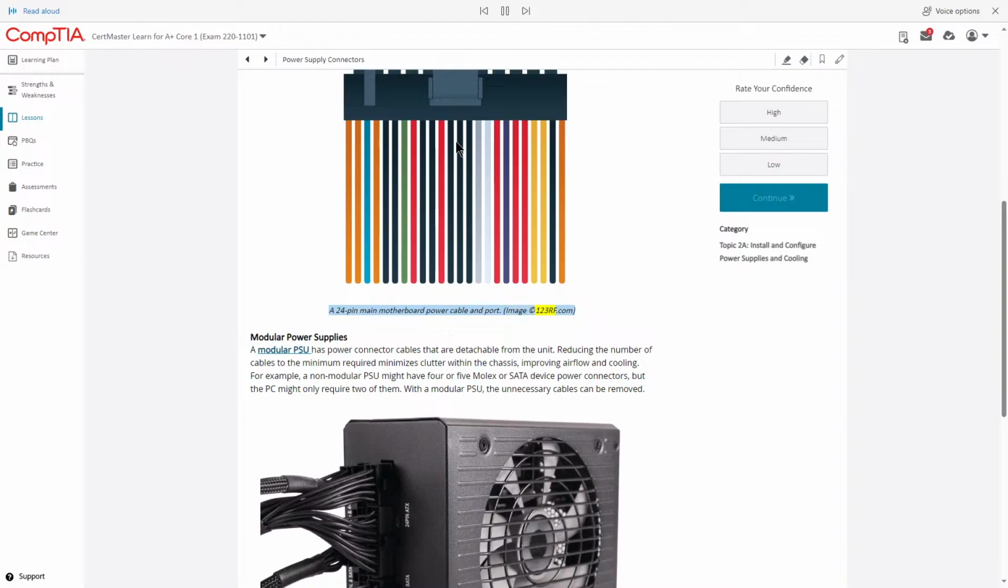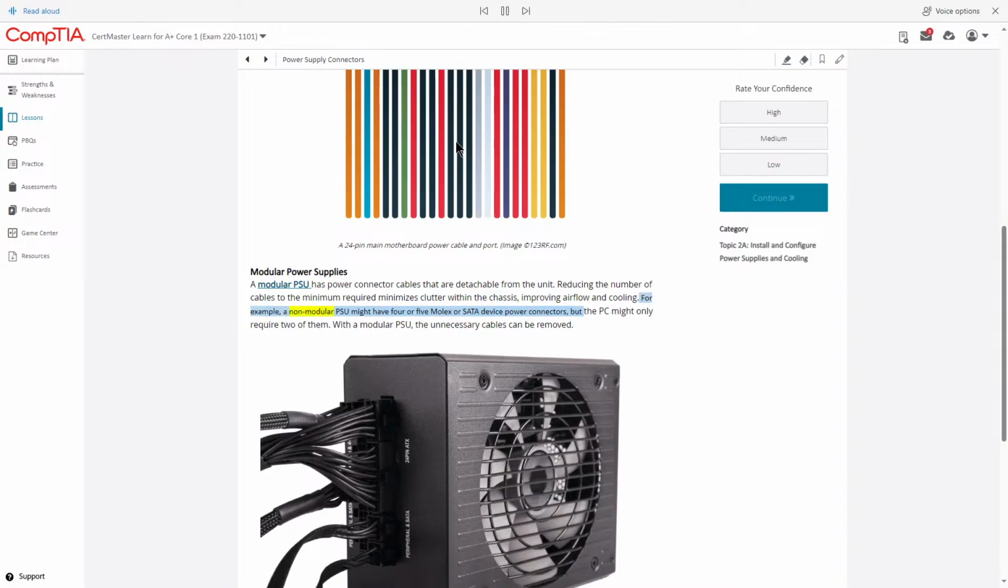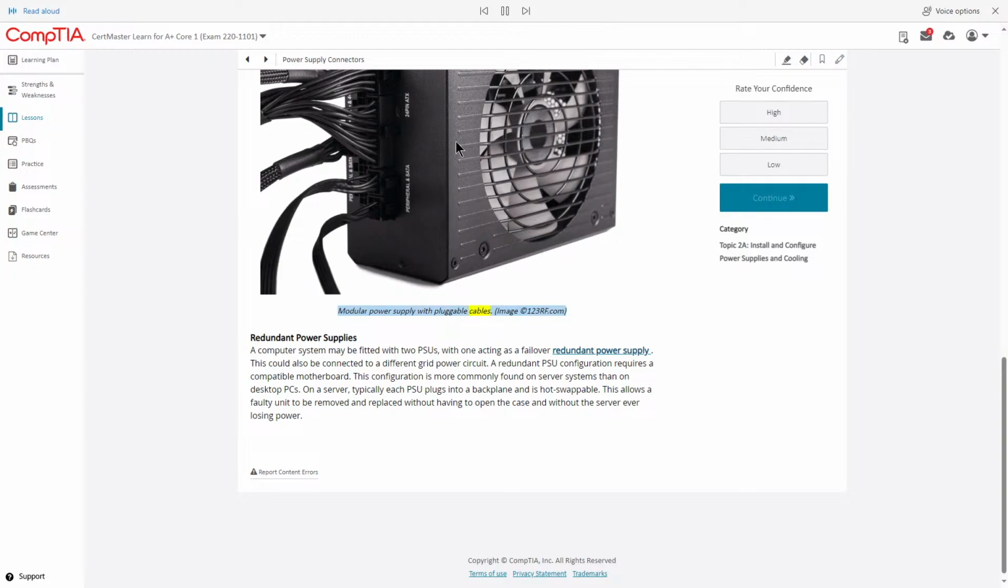Modular power supplies. A modular PSU has power connector cables that are detachable from the unit. Reducing the number of cables to the minimum required minimizes clutter within the chassis, improving airflow and cooling. For example, a non-modular PSU might have 4 or 5 MOLX or SATA device power connectors, but the PC might only require 2 of them. With a modular PSU, the unnecessary cables can be removed. Modular power supply with pluggable cables.